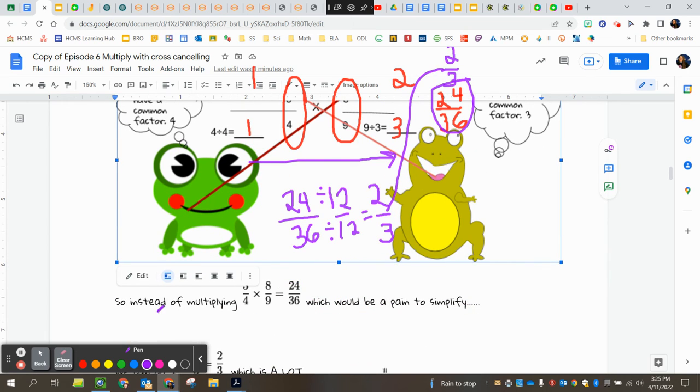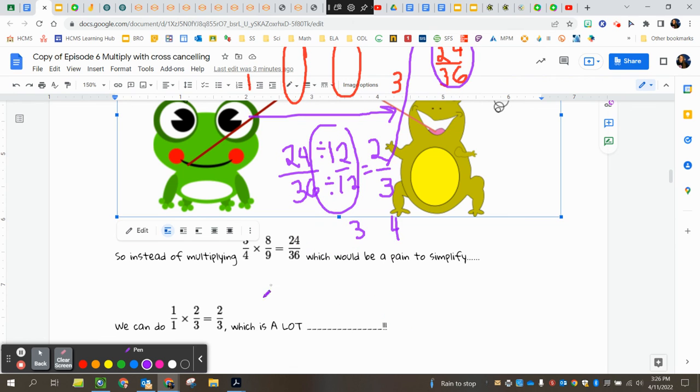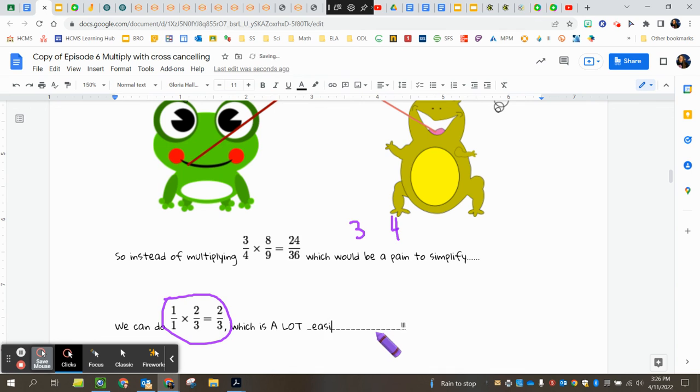Okay. So instead of multiplying 3/4 times 8/9, which is 24/36, which we can simplify, some of you might not have thought about the greatest common factor. You might not have gotten 12, so you might have divided by 3, divided by 4, or divided by 2 even, and you would have had quite a few more steps for simplifying. Now we have a much easier problem to solve, and that is one of the main points here, is that it is a lot easier.